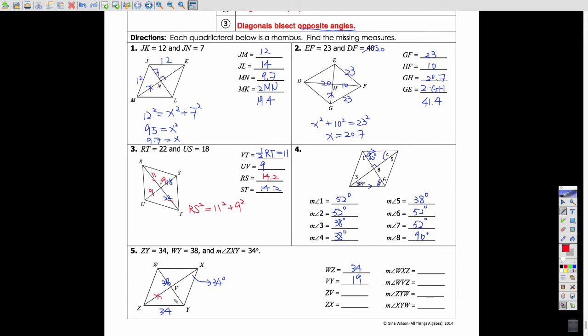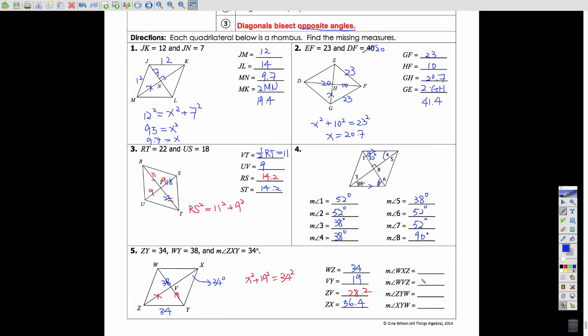So I need to know this. If this is X, I know this part is 19 and this part is 34. So X squared plus 19 squared should be the same as 34 squared. And therefore ZY, if you do your calculator work, you should come up to 28.2. And then if ZY is 28.2, ZX is twice as long. That should be 56.4.